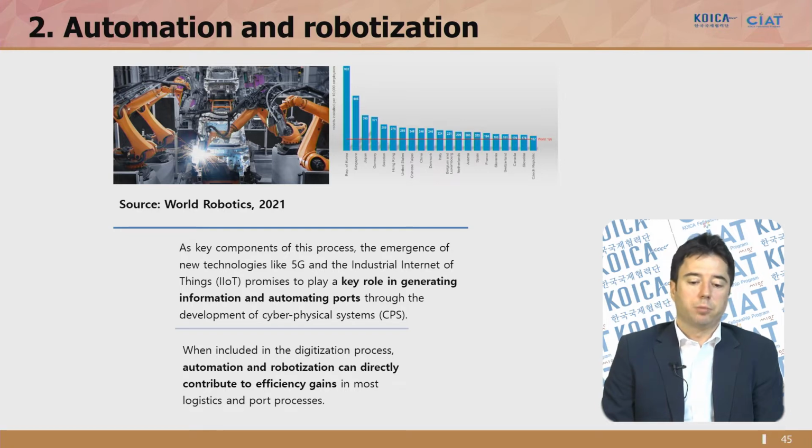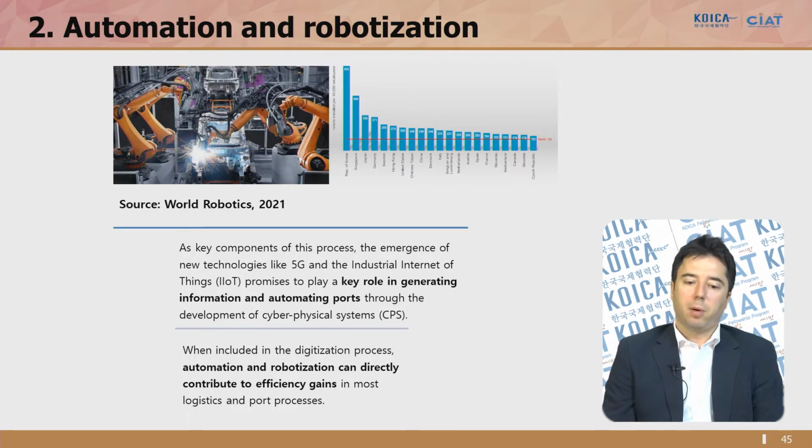As new components of this process, the emergence of new technologies like 5G and the industrial Internet of Things promises to play a key role in generating information and automating ports through the development of cyber-physical systems. When included in the digitization process, automation and robotization can directly contribute to efficiency gains in most logistics and port processes. I've also added here a figure on the use of automated robots within businesses at the country level.